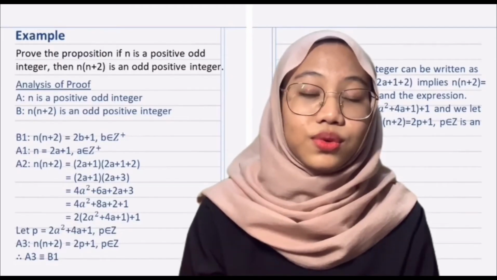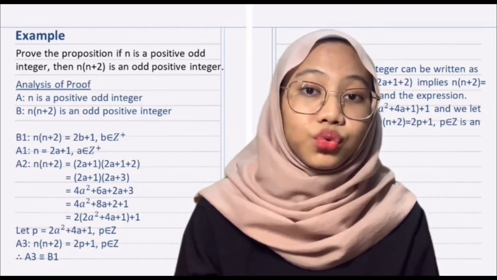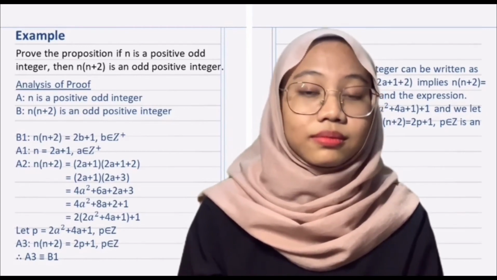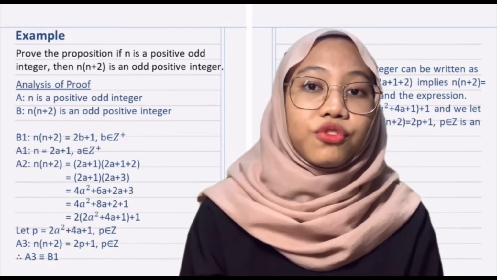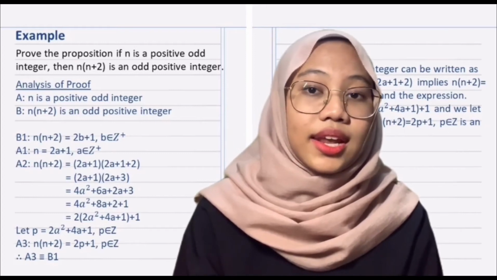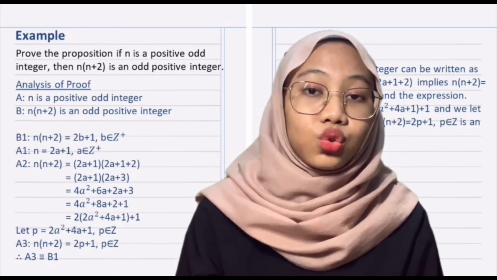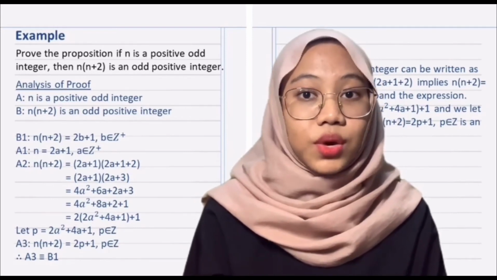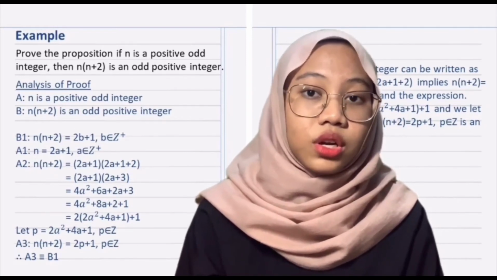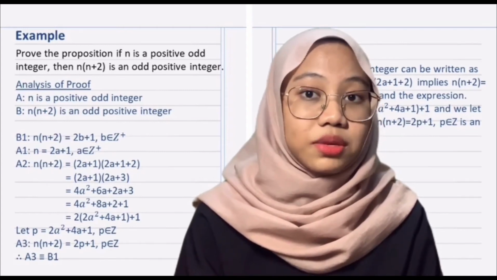I will show you some examples on how to use the forward-backward method to prove a conditional statement. Question number 1. Prove the proposition if n is a positive odd integer, then n times n plus 2 is an odd positive integer. There are 2 types of proof. The first one is the analysis of proof. First of all, we need to identify the hypothesis A and conclusion B.